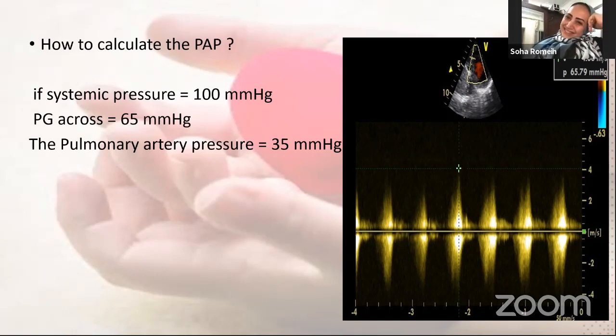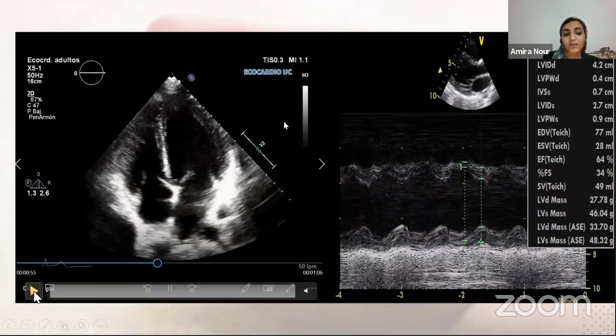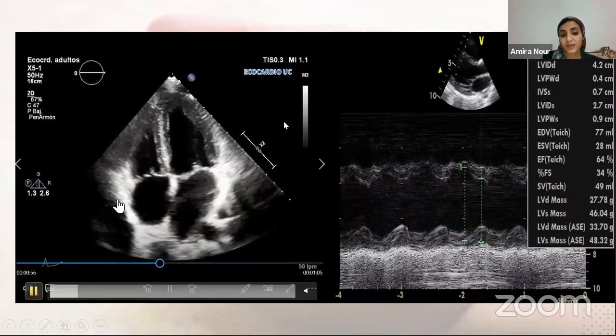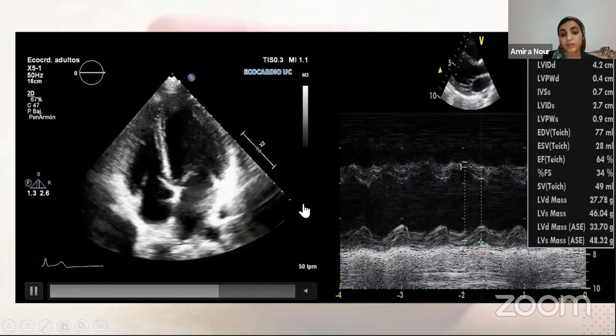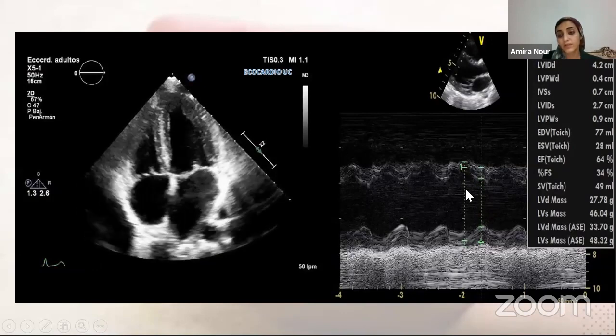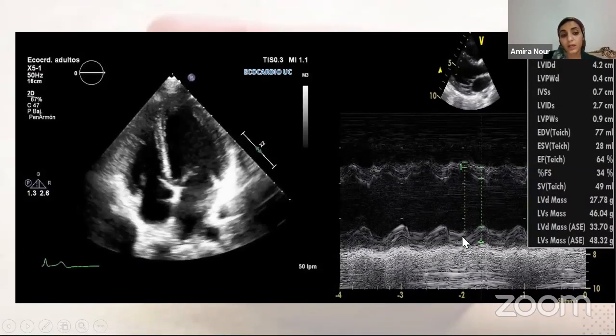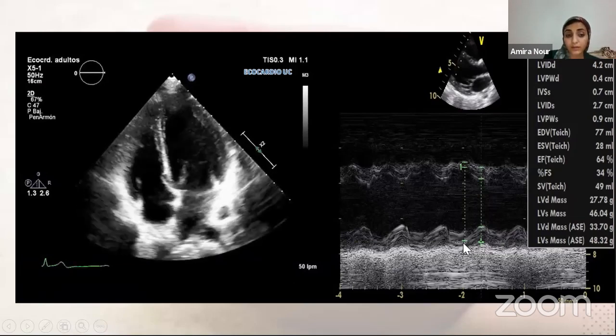Moving to the next slide, as I said, the assessment of the hemodynamic significance of VSD is very important. We should assess the left ventricular dimension and the left atrial dimension. Here this was a patient who was 3 years old, and his left ventricular end diastolic diameter was increased, so this left ventricle was dilated.